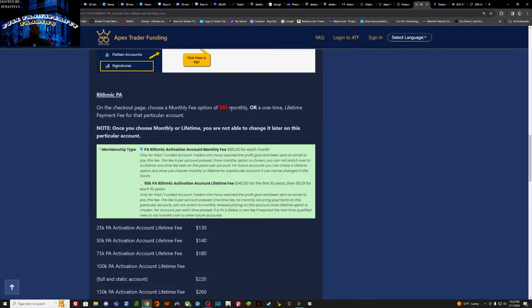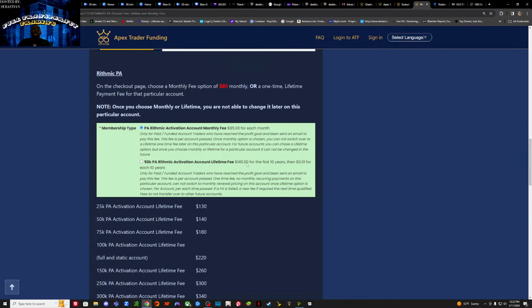So the monthly fee is $85 a month, or a once lifetime fee can be paid. Now, the lifetime fee, on the other hand, is $140. When you look at $85 versus $140, it looks like a lot more, but in reality, it's $55 for the first 10 years. Even though they say lifetime, it's only 10 years. But when you think about it, guys, if you're trading this for 10 years, then more than likely you're going to cover that payment itself. And then literally, it's $140.